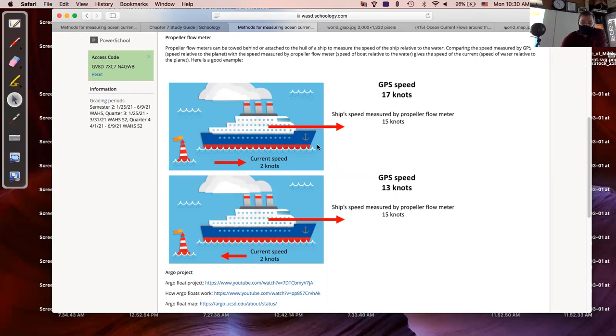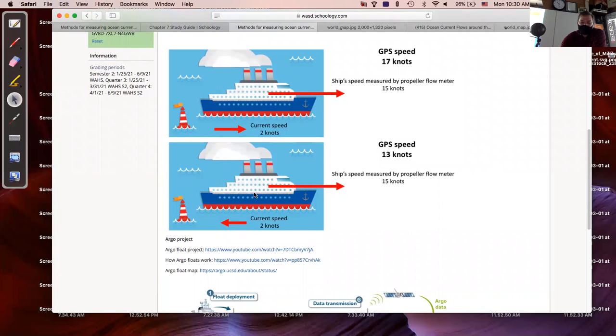On the other hand, if the ship is steaming along with a speed relative to the water of 15 knots, but a GPS says that you're moving 13 knots relative to the planet, it must be because the current is heading in the opposite direction. So whether you're going into or away from a current that's 2 knots has a significant effect on the speed of that ship. If you're going in the same direction as the current, now you're going 17 instead of 15. If you're going the opposite direction, it's 13 instead of 15. And going 17 instead of 13 is a huge difference in speed and can give you a big advantage in time if you're trying to go all the way across the world's oceans.